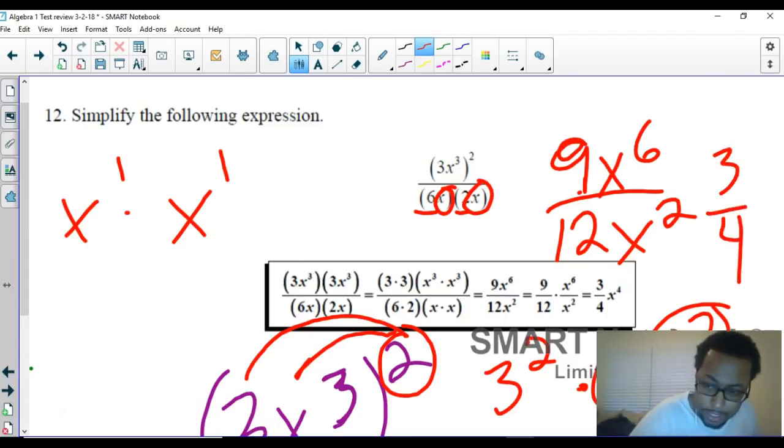X to the 6 divided by x to the second. Remember, you're again subtracting. You're going to get x to the 4th. And that is your answer.